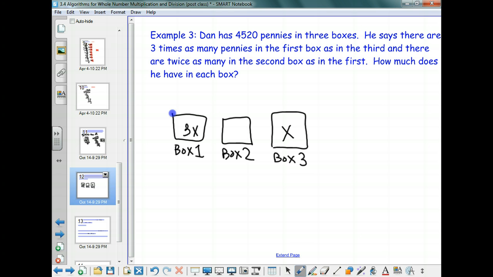All right, we have box 2. Twice as many in the second box as the first. So there's Brendan's 6X, right? Because if the first box has 3X and I want to double that, I'm going to get the 6X. Make sense? Now what am I going to do? What is X? It'd probably be a good idea for me to write down what I mean by X. Number of pennies in which box, Haley? Right. This is the number of pennies in box 3. Okay, so now what can I do?